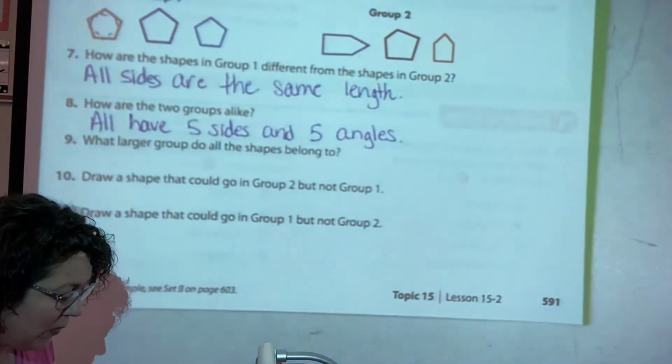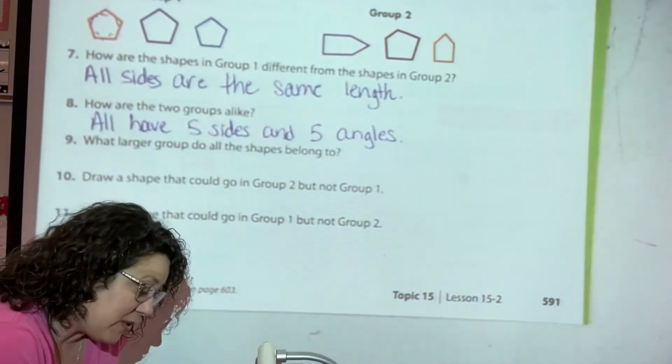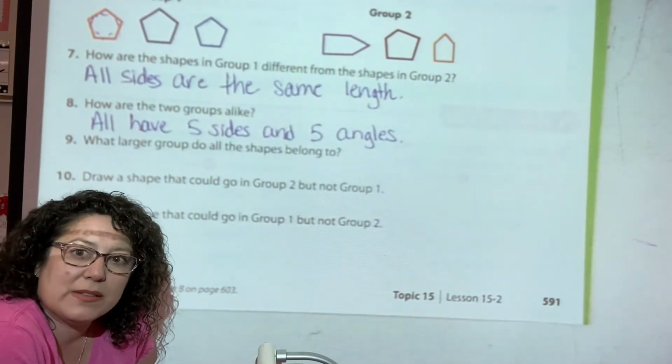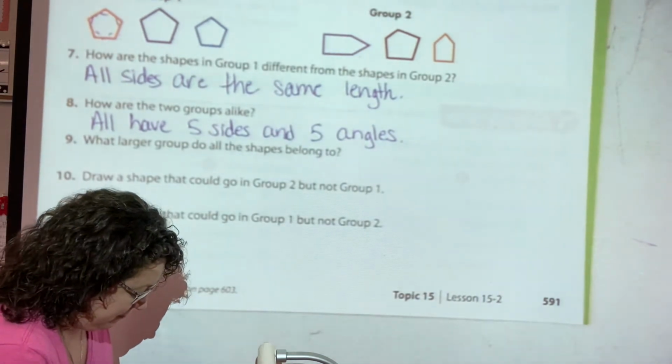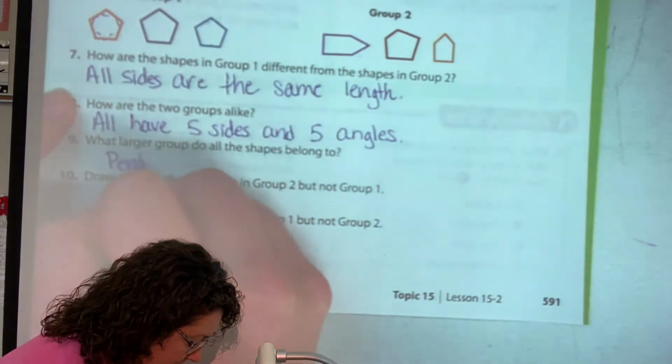Okay, number 9. What larger group do all the shapes belong to? They're not quadrilaterals because they have 5 sides. Do you know what a 5-sided shape is called? Maybe from last year? It's called a pentagon.